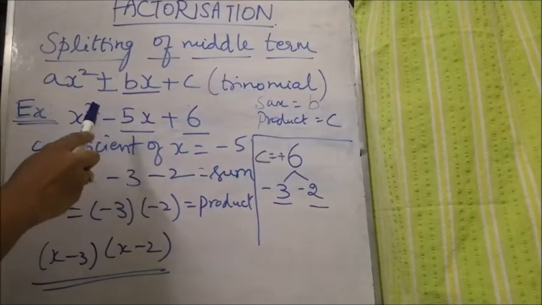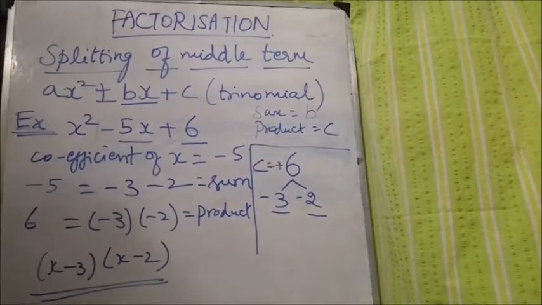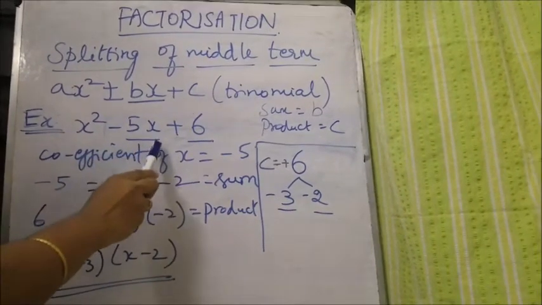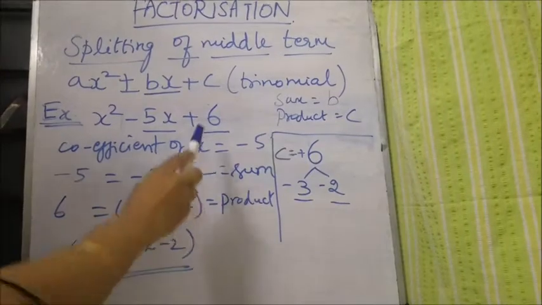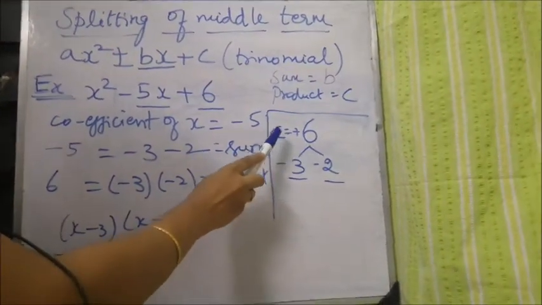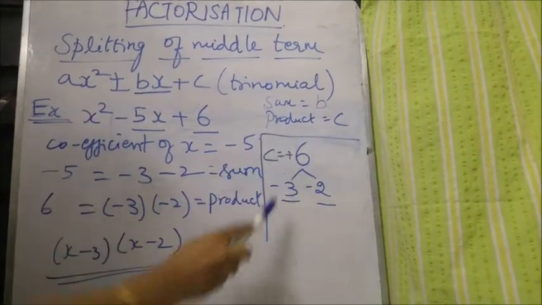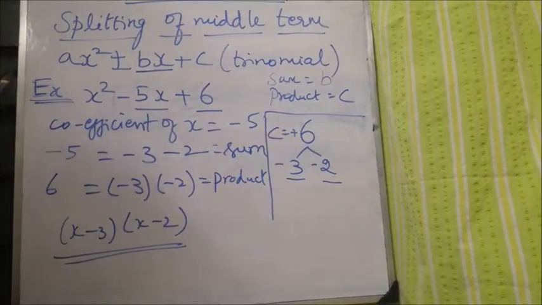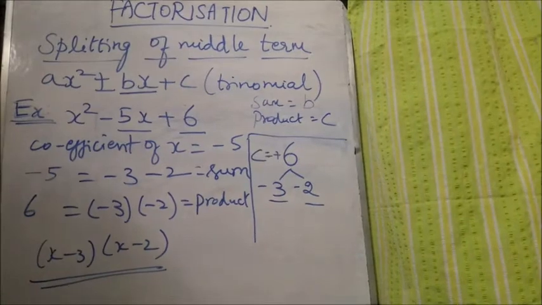Consider the trinomial x square minus 5x plus 6. So in this, the coefficient of the middle term, that is x term, is minus 5, which I have given here, and when we are splitting, the product has to be your coefficient of c, that is plus 6. So in order to get plus 6, what should the product be? So we can consider different factors of 6, that is 3 into 2, 6 into 1.